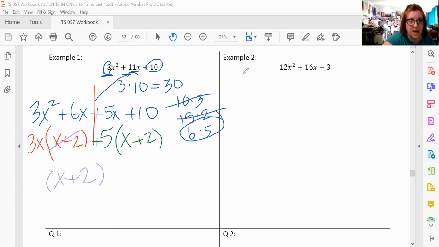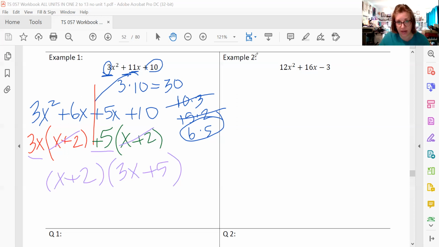I'm going to factor that binomial out. And then my second parenthesis is going to be everything that's left, that 3x plus 5. So it's just like what we were doing with one extra step. I like this better. You decide though, right?